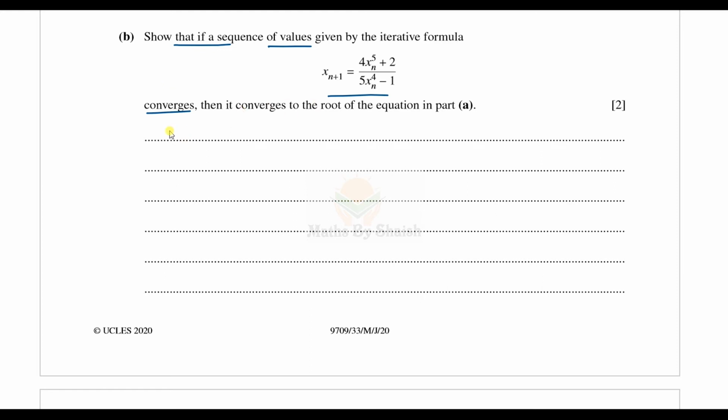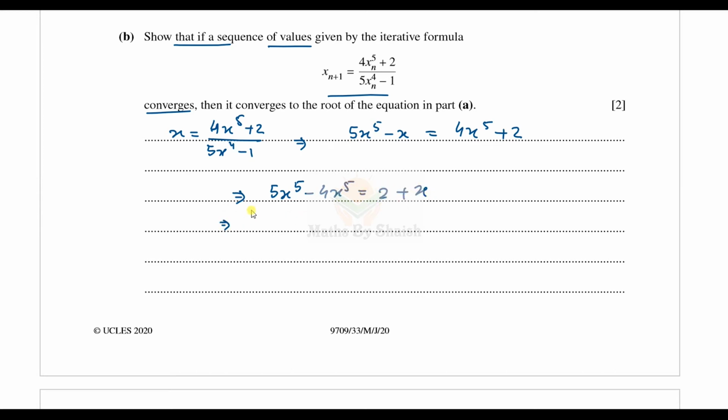So let's make it x is equal to (4x to the power 5 plus 2) over (5x to the power 4 minus 1), and then we'll do the cross multiplication. We'll get 5x to the power 5 minus x is equal to 4x to the power 5 plus 2. So we can take it one side, 5x to the power 5 minus 4x to the power 5 is equal to 2 plus x.